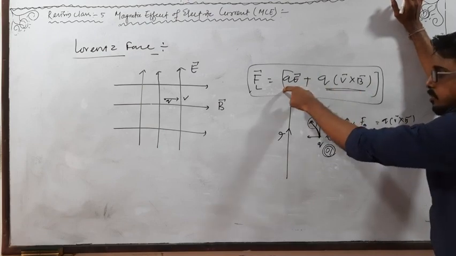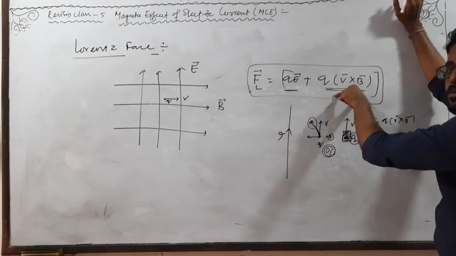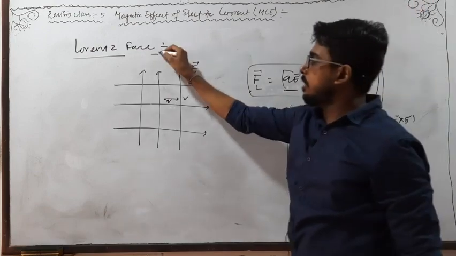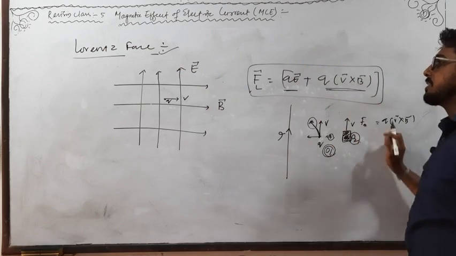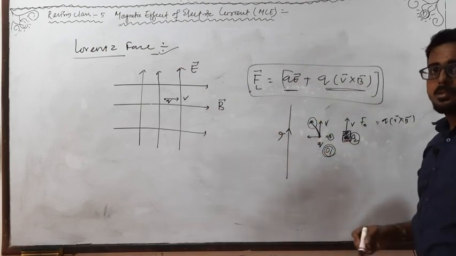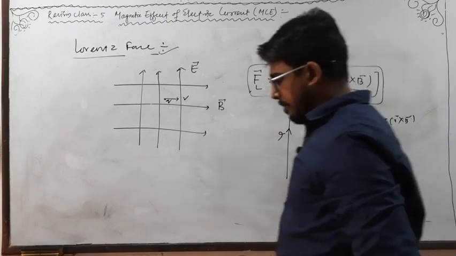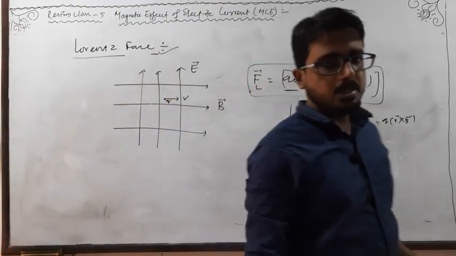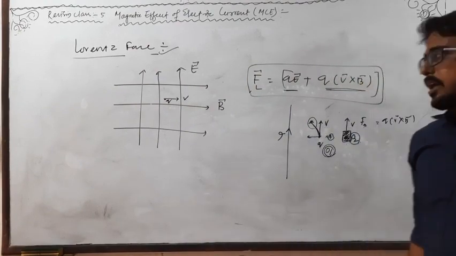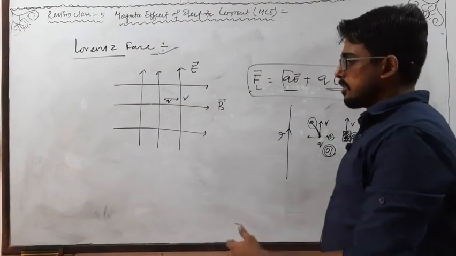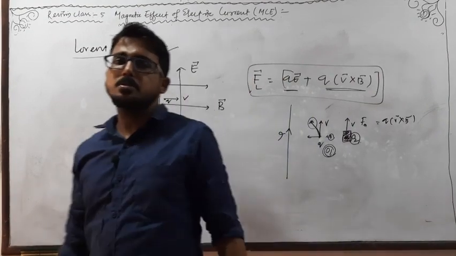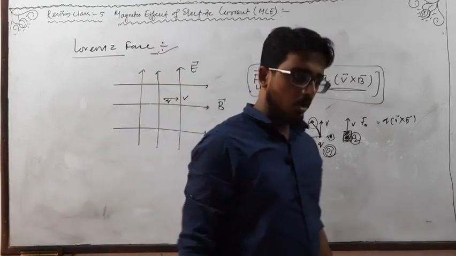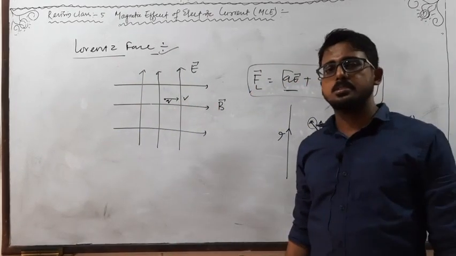Sometimes it is due to only the electric field, or sometimes only due to the magnetic field, or sometimes due to both of these. So this is known as the Lorentz force, the net force experienced by a charge due to electric and magnetic field. Clear? So this is about the magnetic effects of electric current, in which we covered all the important concepts once again for your revision, and for detailed study you can refer to the previous video lectures sent to you. So try to solve numericals based on these concepts. Okay, thank you.